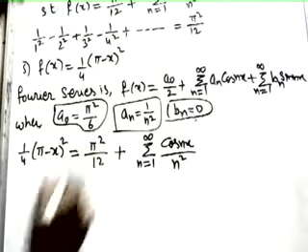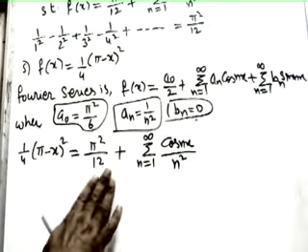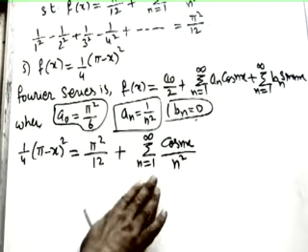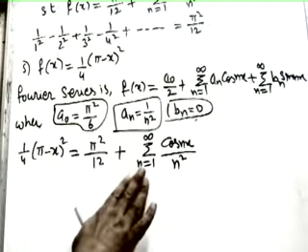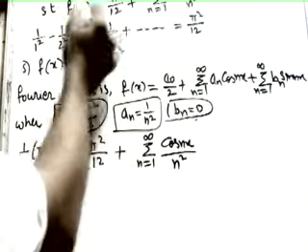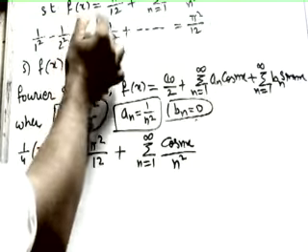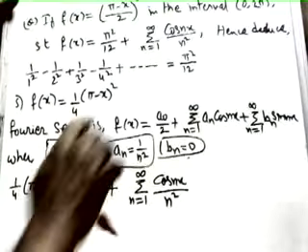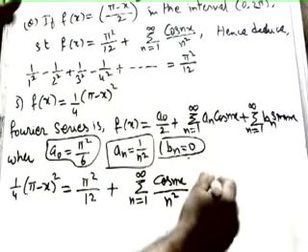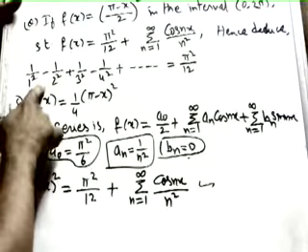Just we can write, 6 2s are 12. So this is the value of f of x, f of x in terms of Fourier series. So we have proved this one. You see here, f of x equals pi square by 12 plus sigma n equals 1 to infinity. We have proved this one.